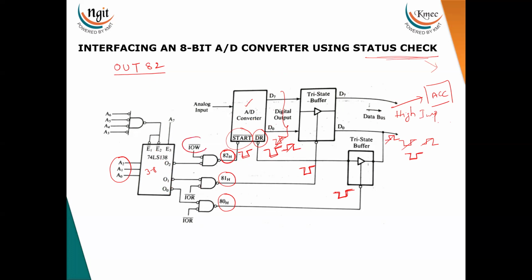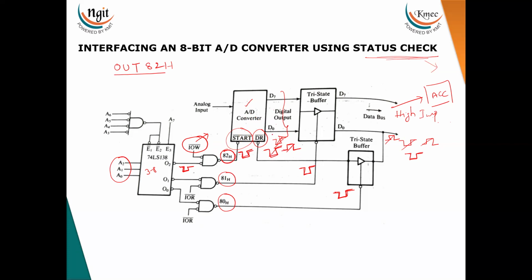After executing this OUT instruction, it gives the IO write bar control signal, and the port address is 82H. Whenever 82H is given, it is decoded and generates a low signal on this port. The remaining ports are not enabled, so only this port is enabled, thereby generating the low signal over here. With this low signal, the start signal is given to this ADC, and it starts the conversion. At that time the DR bit is high.